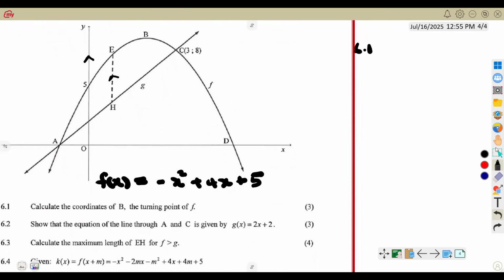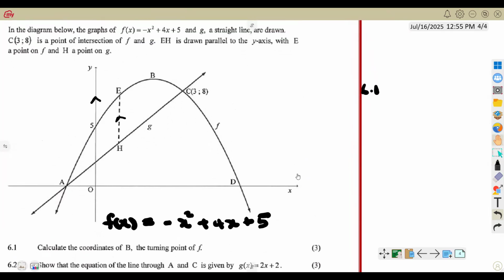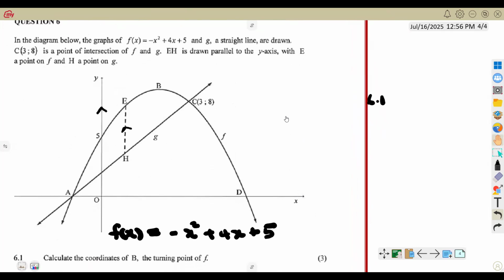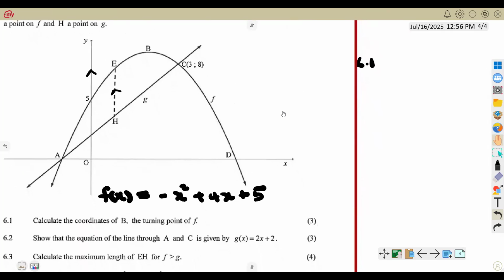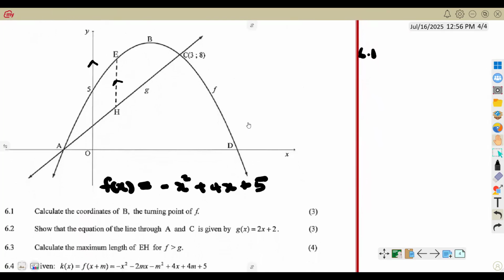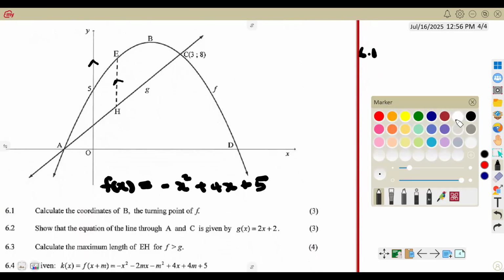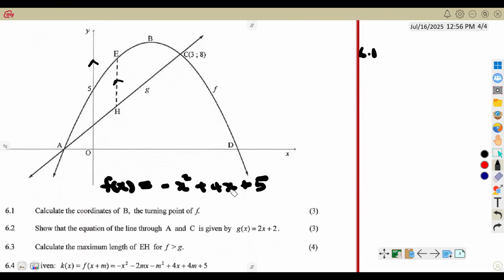If we check, B is the turning point, though in the primary information it is not provided, but as you can see on the diagram, here is our B. It's a turning point there. Normally the questions must provide so that we do not just assume, but as you can see, they even highlighted here, they said B, the turning point of f. Kindly read the question in full so that we do not assume. So we are now going to have our B.